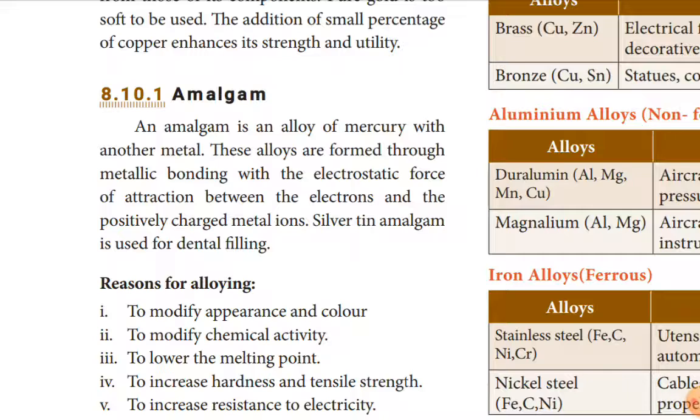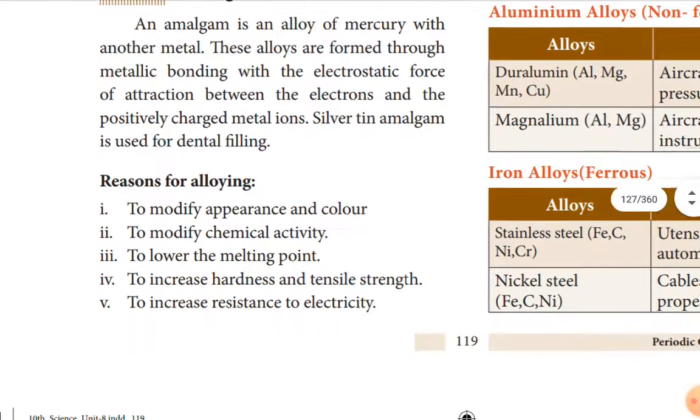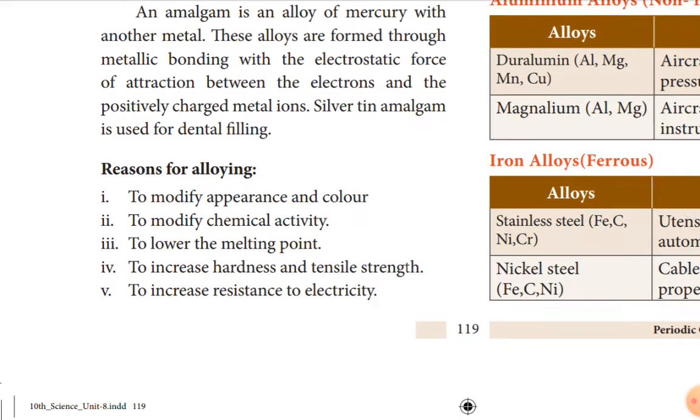Then, reason for alloying. Why do we have to make alloys? What is the purpose of alloying? What is the use of alloying? First point, to modify the appearance and color. So alloying gives a very fine appearance and changes the color. Then also to modify the chemical activity.